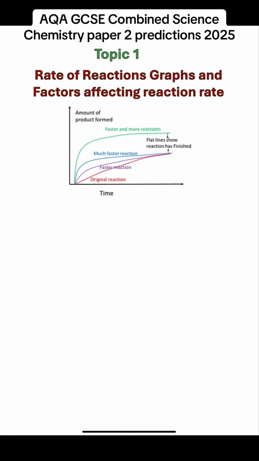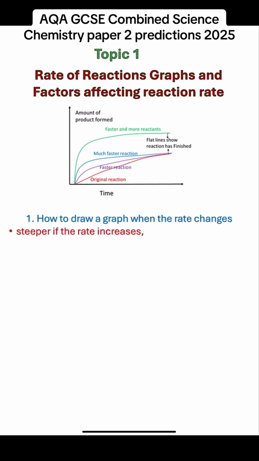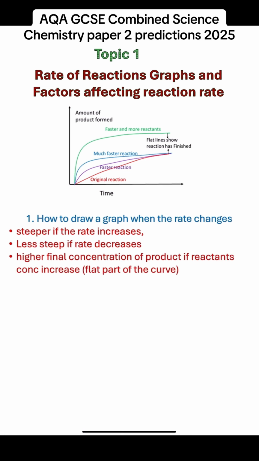First topic is rate of reactions, graphs, and factors affecting reaction rate. This is a guaranteed question in your exam. You should know how to draw a graph when the rate changes. Remember, the new line will be steeper if the rate increases, less steep if the rate decreases, and the flat part of the graph, which reflects the highest concentration of the product, is going to be at a higher value if the concentration of the reactant increased.